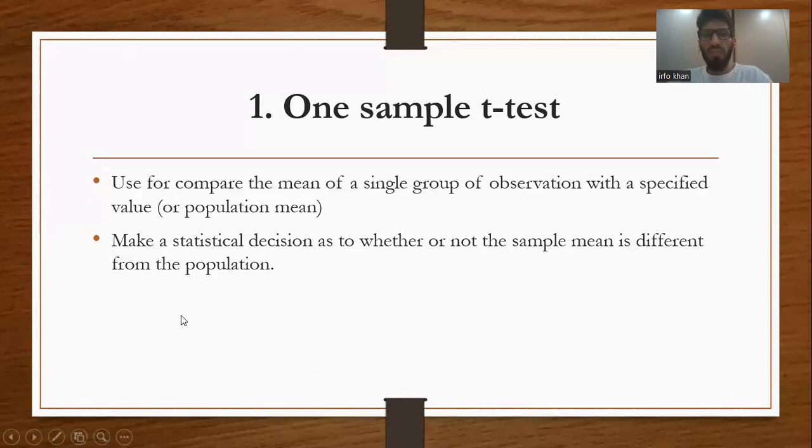So make a statistical decision as to whether or not the sample mean is different from the population. In this case, you will make a hypothesis that the sample mean is different from the population mean, or that the sample mean is equal to the population mean.